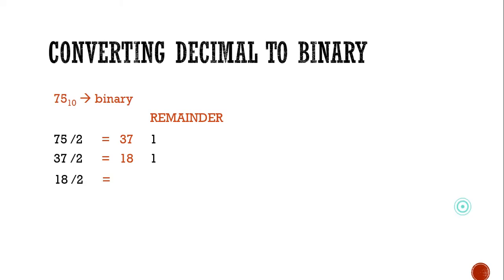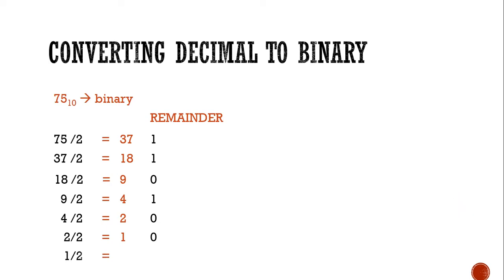And then 18 divided by 2, that is 9 with no remainder, so we have to write 0. 9 divided by 2 is 4 with a remainder of 1, so we have to write 1. 4 divided by 2 is equal to 2, and there is no remainder, we have to write 0. And then 2 divided by 2 is 1 with no remainder, so we have to write 0.